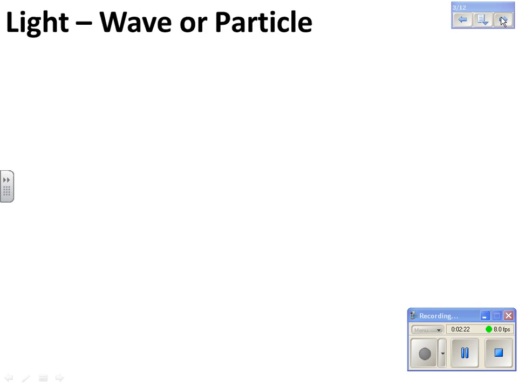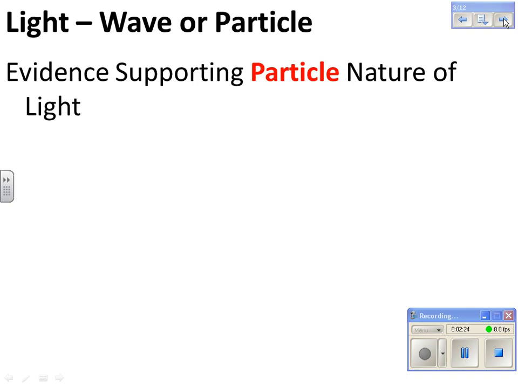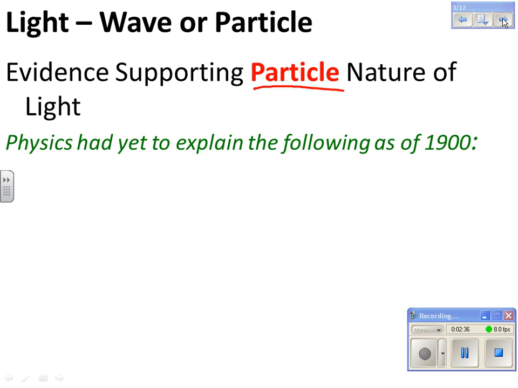Now, so light, wave, or particle? Now let's talk about some evidence that supports that it's a particle. In other words, waves would not do some of the things we're about to talk about right now. Physics had yet to explain the following as of 1900. So a little over a century ago, they couldn't explain why these things happen. We've learned a little bit more about what's going on, but still, these once again defend particle over wave.